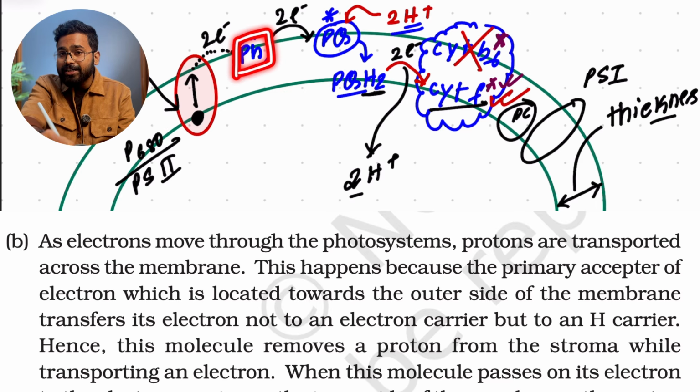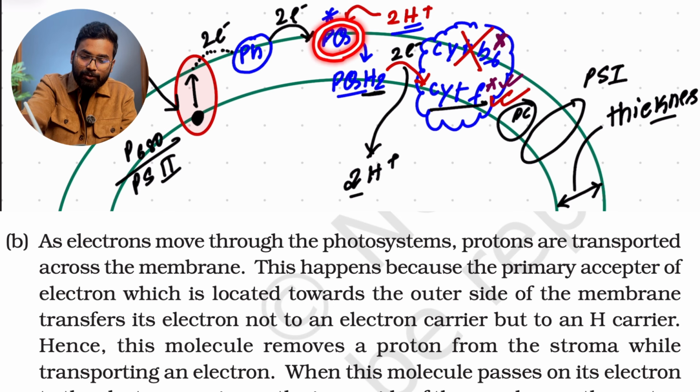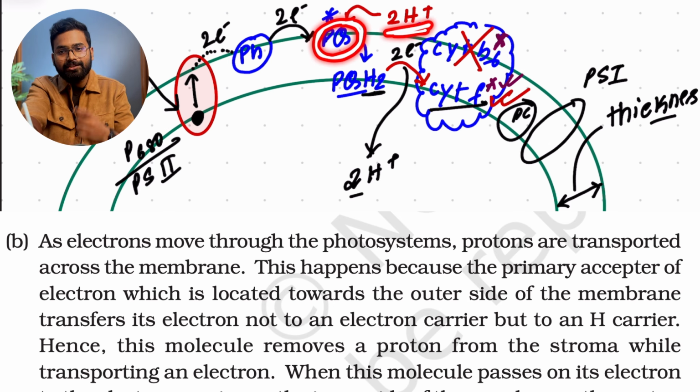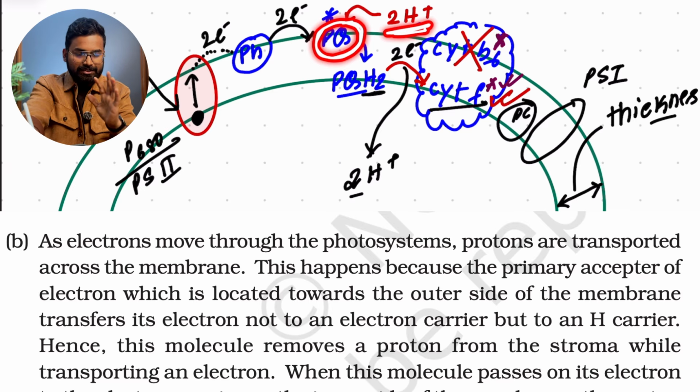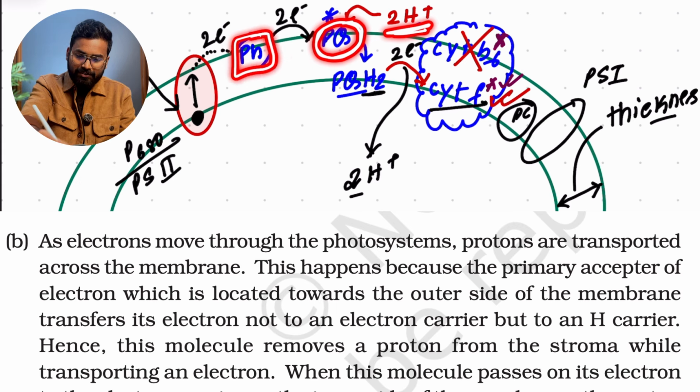This happens because the primary acceptor of electron, that is pheophytin, is located on the outer side of the membrane. See the location of pheophytin, it is on the outer side. It transfers its electron not to an electron carrier but to an H carrier. Here PQ, besides being an electron carrier, is also a hydrogen carrier. Don't confuse it as not an electron carrier, as NCERT says. The statement could have been more beautifully framed as: the primary acceptor of electron transfers its electron not only to an electron carrier but also to an H carrier.